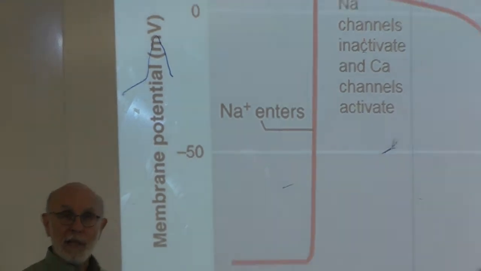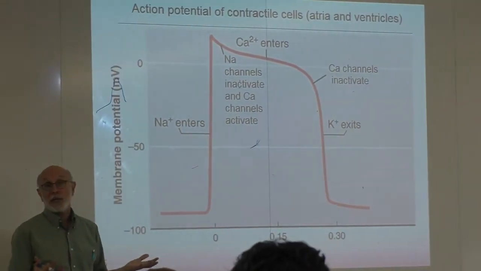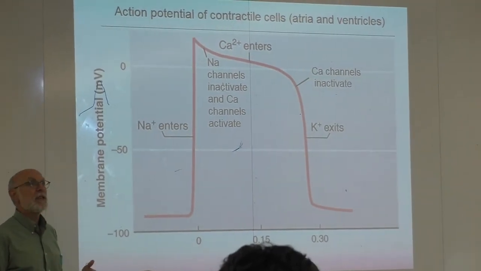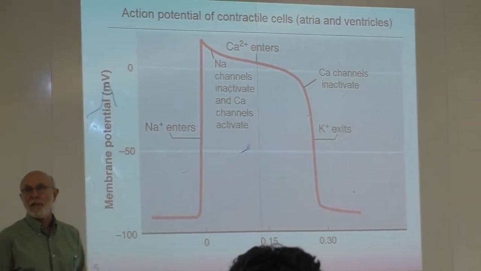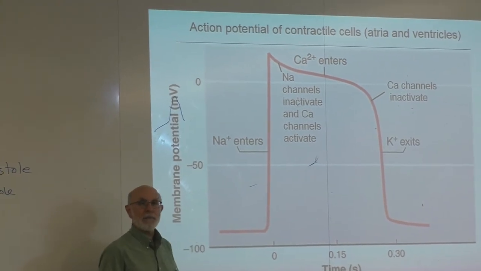The cells in the atria are muscle cells. I mean, they're specialized for contraction. They're muscle cells. They do the job of pumping blood from the atria to the ventricles. So they are different from pacemaker cells.